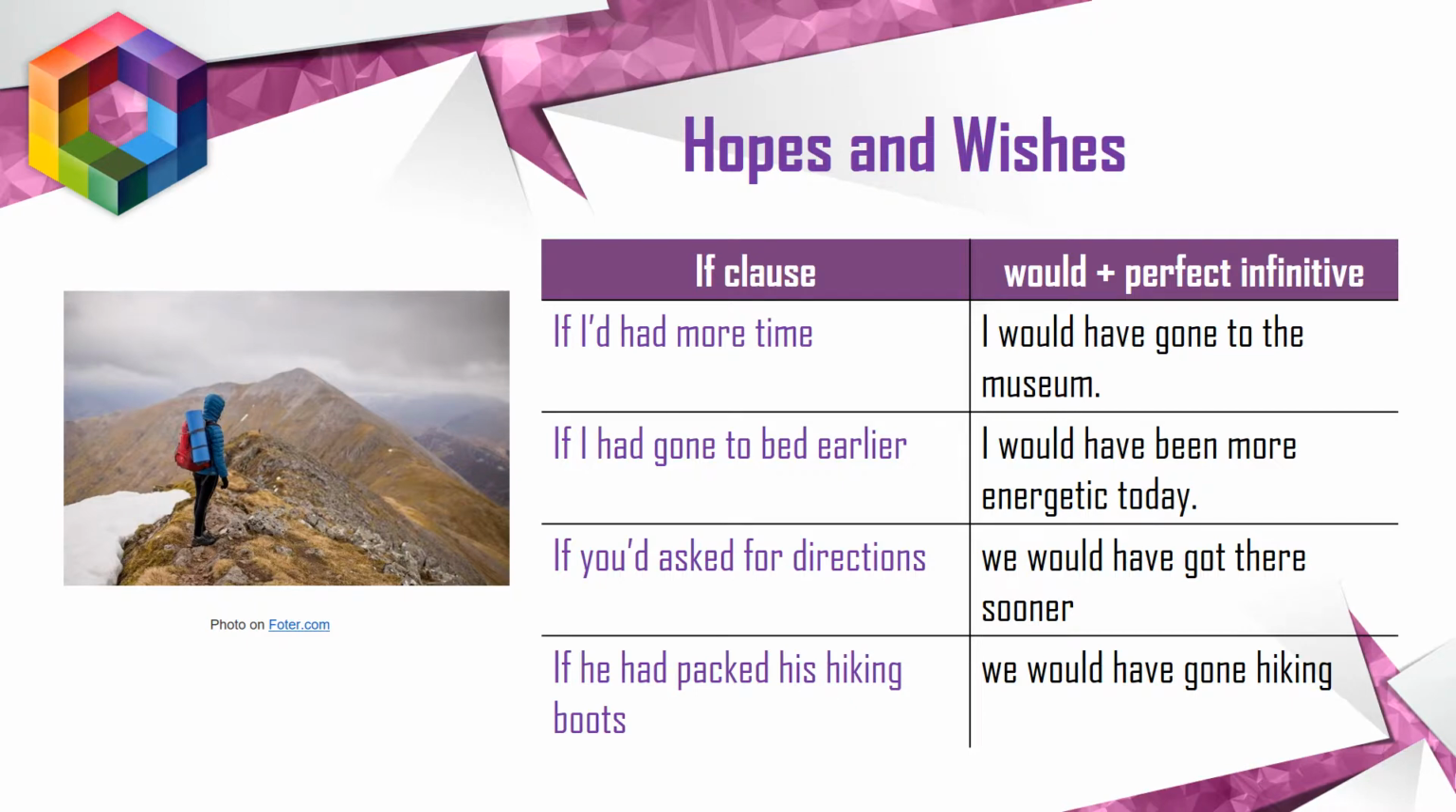The past perfect is used to express and realize hopes and wishes about the past. You may use the third conditional, which is used to describe impossible things. In this case, we use it to talk about things that did not happen or things we wish had happened in the past. For example, if I'd had more time, I would have gone to the museum.